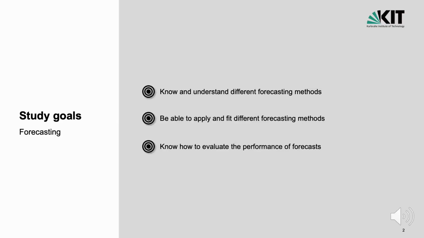This chapter aims at achieving the following results. You should be able to know and understand the different forecasting methods and their areas of application. For a specific task, you should be able to apply and fit the different forecasting methods which are suitable, and you should be able to evaluate the performance of forecasting that has been performed.